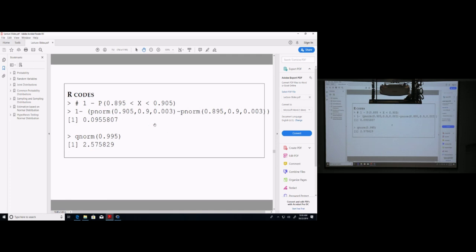Now, since you don't want to do normalization or standardization, you might just tell R what the mean and the standard deviation are for part A. And remember the probability here, the P here is always cumulative from minus infinity all the way to 0.905. So you have to subtract back the tail part from minus infinity to 0.895.